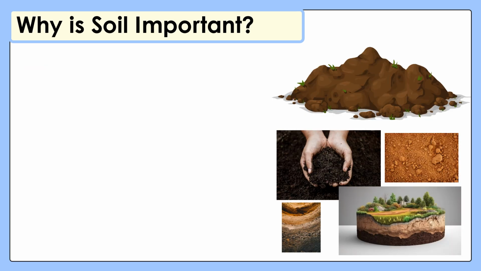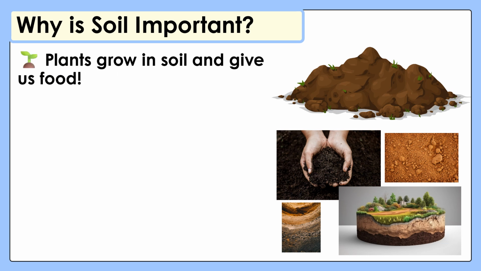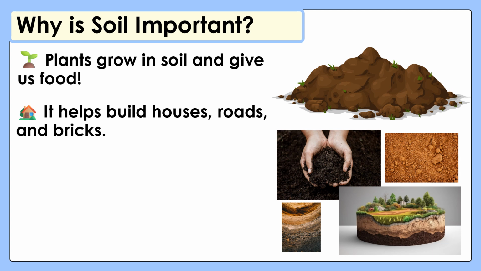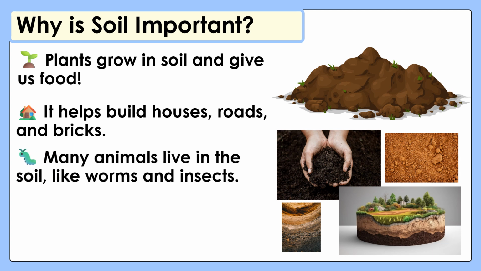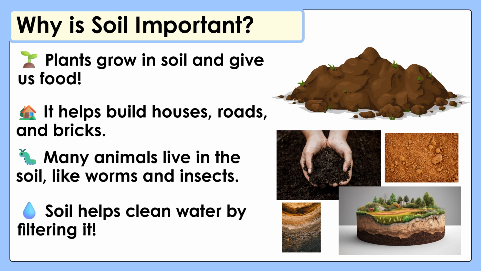Why is soil important? Plants grow in soil and give us food. It helps build houses, roads, and bricks. Many animals live in the soil like worms and insects. And soil helps clean water by filtering it.